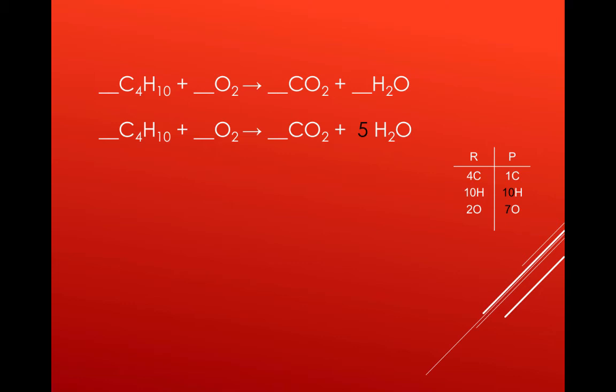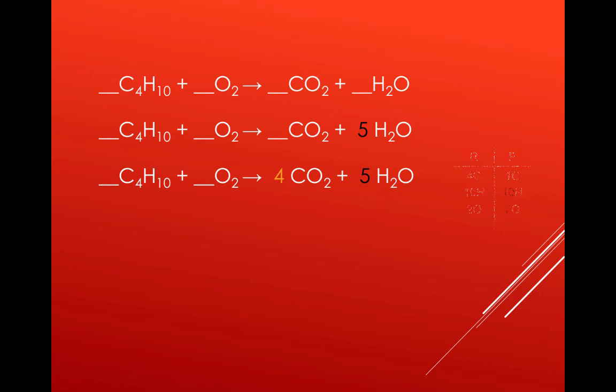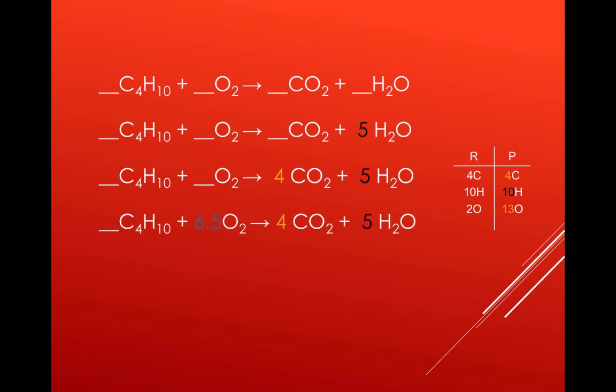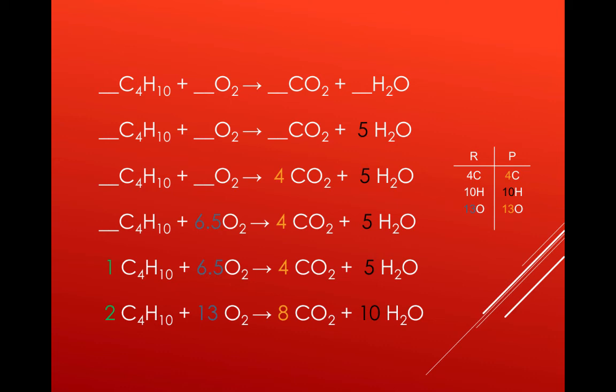Next, balance carbon by placing a 4 in front of carbon dioxide. This makes 4 carbons and 13 oxygens on the product side. To balance the oxygens on the reactant side, I will use 6.5, which balances the oxygen at 13. This means the coefficient in front of C4H10 is 1. However, we generally want integers for our coefficients, which we can achieve by simply doubling all of our coefficients to 2, 13, 8, and 10.